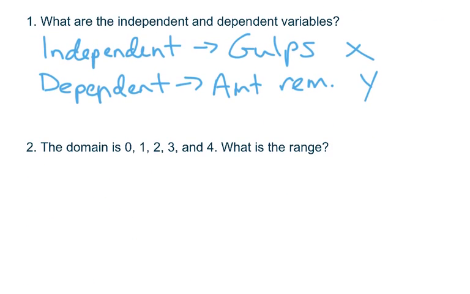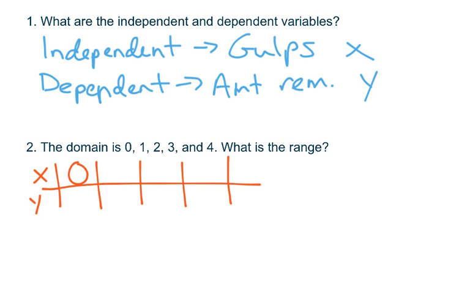Now, part 2. The domain is 0, 1, 2, 3, and 4. What is the range? What I would recommend is making a table. We know the domain is x. We know the range is going to be y, because of the independent and dependent variables. I'm going to make a table and fill in our domain: 0, 1, 2, 3, and 4. So the question then becomes, how do I find those y values? How do I find the outputs, or the range?